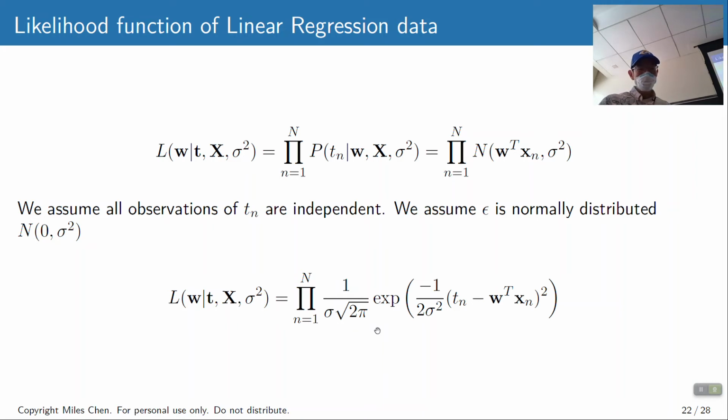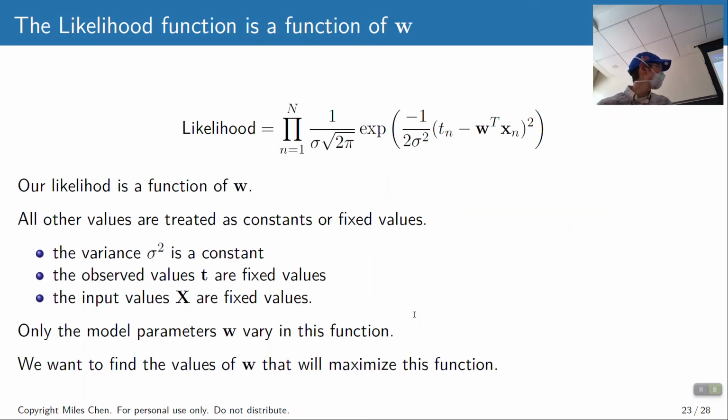So here we are, and we want to say, all right, treating everything else as fixed, can we figure out the value of w that's going to maximize this? So what do we do? We have a big product, and we want to maximize this thing. Our likelihood is a function of w. This is the only thing that's going to vary. Everything else is treated as fixed. The variance is a constant. The observed values are fixed. The input values x are fixed. And we want to figure out the w's that are going to maximize this.